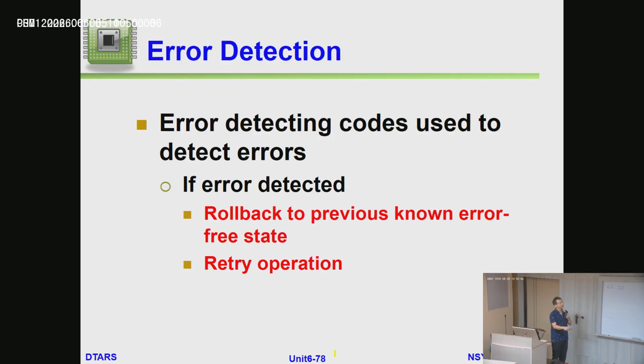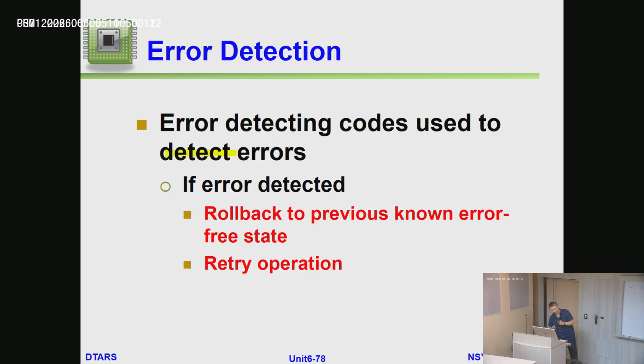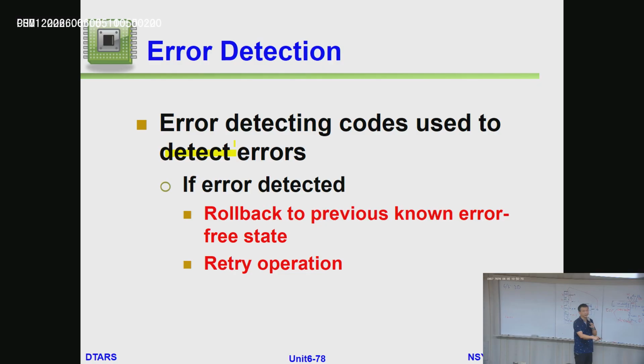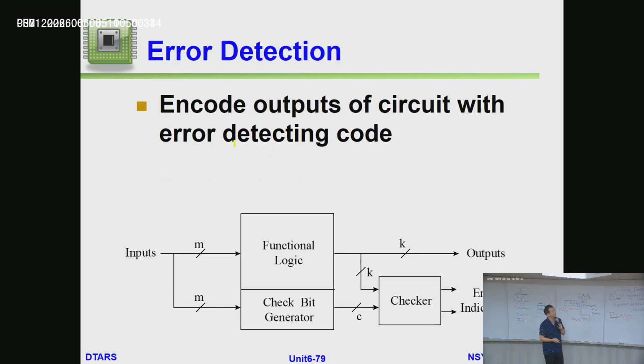Okay, so here, error detecting code is used to detect the errors, very obviously. Again, if an error is detected, then we roll back to the previous known error-free state and retry the operation. Exactly the same as for time redundancy-based methods. So that is the benefit if we can detect the errors using error detecting code, or ECC. They belong to the same category.